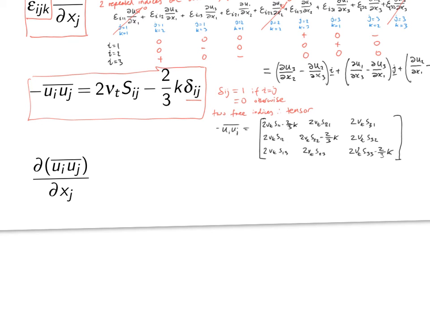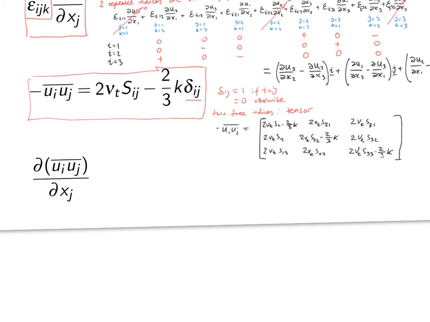And this can be expanded like this. So, when i and j are equal to 1, in the first term, you have 2 nu t s11 minus 2/3 k, because delta ij is 1. In the case here, where i is 2 and j is 1, you have 2 nu t s21, and this is equal to 0 because i is not equal to j, and so on. Only on the diagonal terms do you have this minus 2/3 k, and this is because when you're on the diagonal terms you have i equal to j.